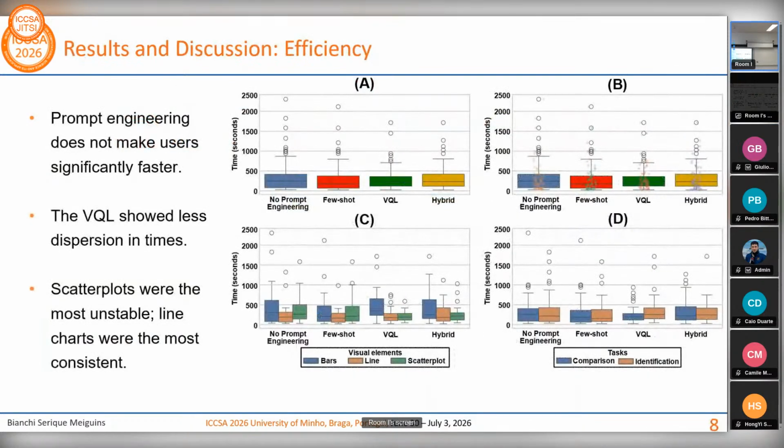The results show the prompt engineering did not make users faster. So you didn't see any statistical difference or big difference. VQL presents less dispersion. In other words, the users more consistently do the tasks. Scatter plots were the most unstable visualization type. It's more difficult to finish. While line charts were the most consistent. This suggests the type of visualization also affects the prompt construction process.